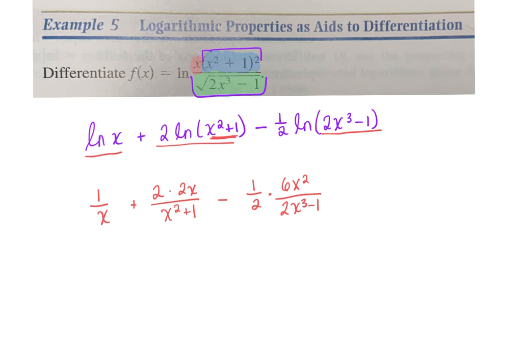And then I'm just going to simplify it. 1 over x plus 4x over x squared plus 1. These guys will reduce. Minus 3x squared. Oh, no, those guys won't reduce. Ignore me.